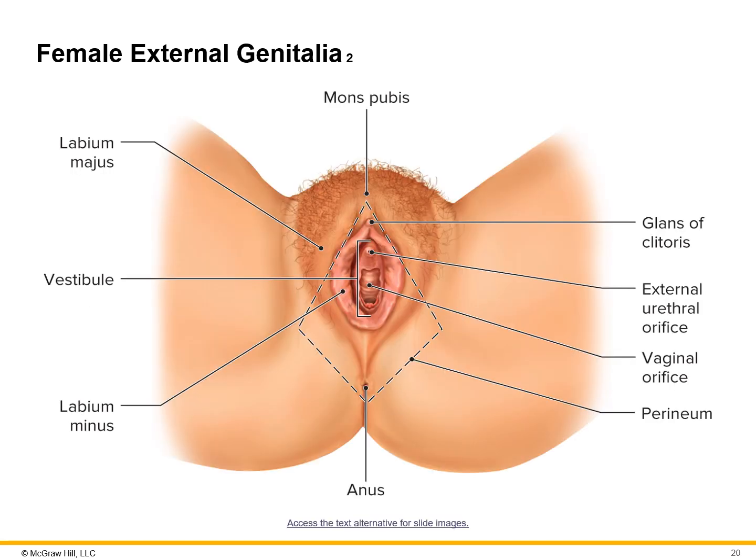This picture here is just going to kind of show you all of these different areas that we're going to be talking about. Again, the mons pubis is up at the front, the anus is at the back, and everything in that area is referred to as the perineum.